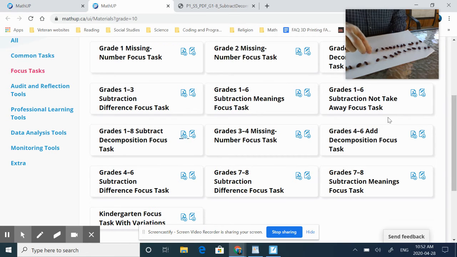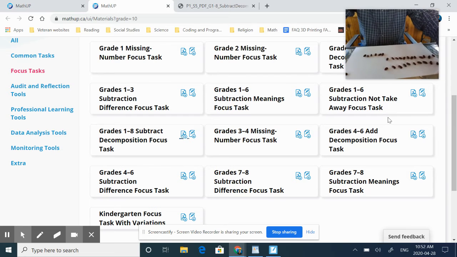So 12, 13, 14, 15, 16, 17, 18. And so once I understand, I start at 12 as my baseline, and I want to count up to 18. How many do I have? 1, 2, 3, 4, 5, 6. So I added up, I counted up an additional 6.